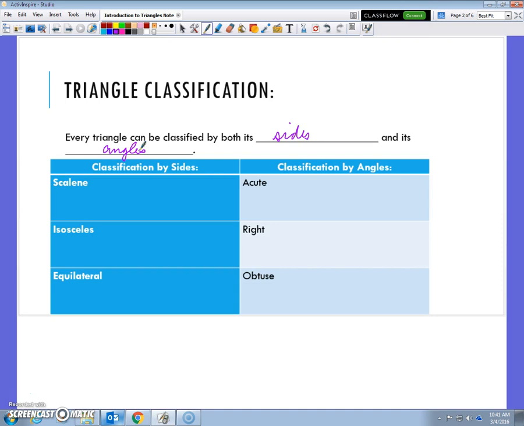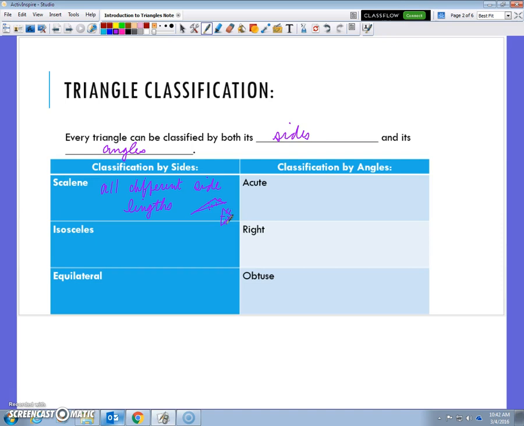The sides are the ones that are really hard to remember. A scalene triangle is a triangle that has all different side lengths. So I can draw a little triangle here. That would be a scalene triangle. Each side length is different. This could be a scalene triangle if each side is different. And you see me making those dashes on there. I'm going to talk about that again later.